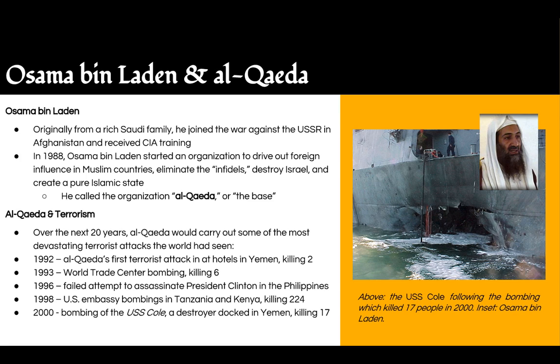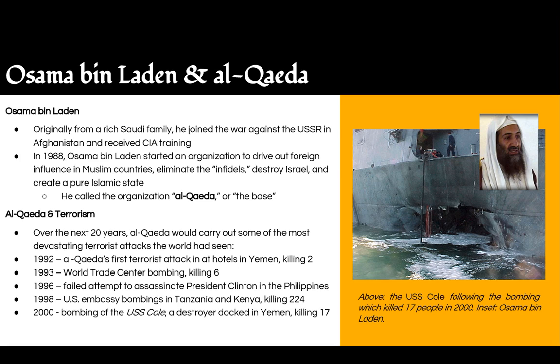Now let's shift over and look at this war on terror and Osama bin Laden. He was originally from a rich Saudi family. He joined the war in Afghanistan against the USSR. He received CIA training while there. In 1988, in order to drive out foreign influences, eliminate the quote-unquote infidels, and several other things, Osama bin Laden creates the organization known as Al-Qaeda. And this will become the kind of greatest terrorist threat to the U.S.